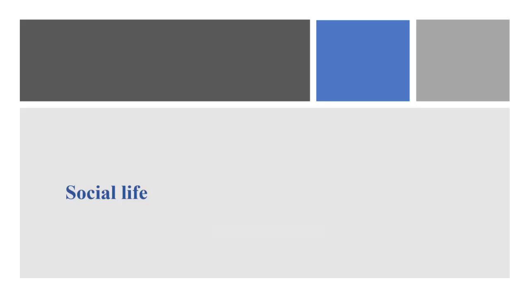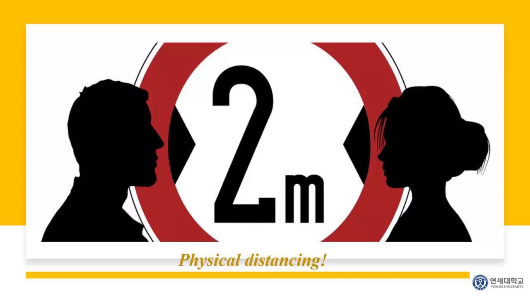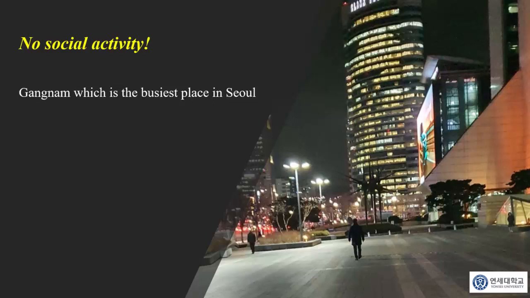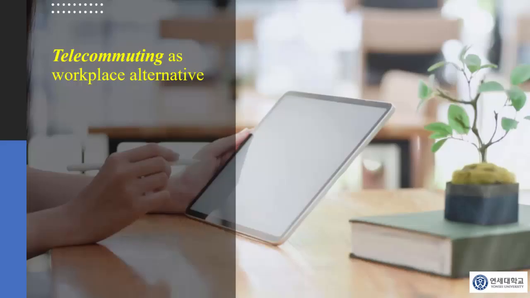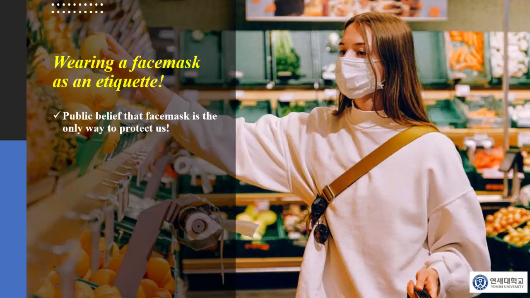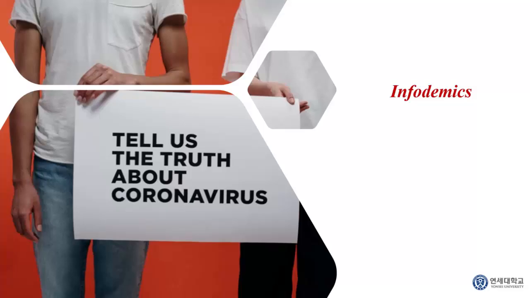Okay, let me explain the social life. The physical distancing. There is no social activity. As you can see from this picture, there are very few people on the street. Suddenly, telecommuting becomes a workplace alternative. And wearing a face mask becomes etiquette. And we had to fight with infodemics.